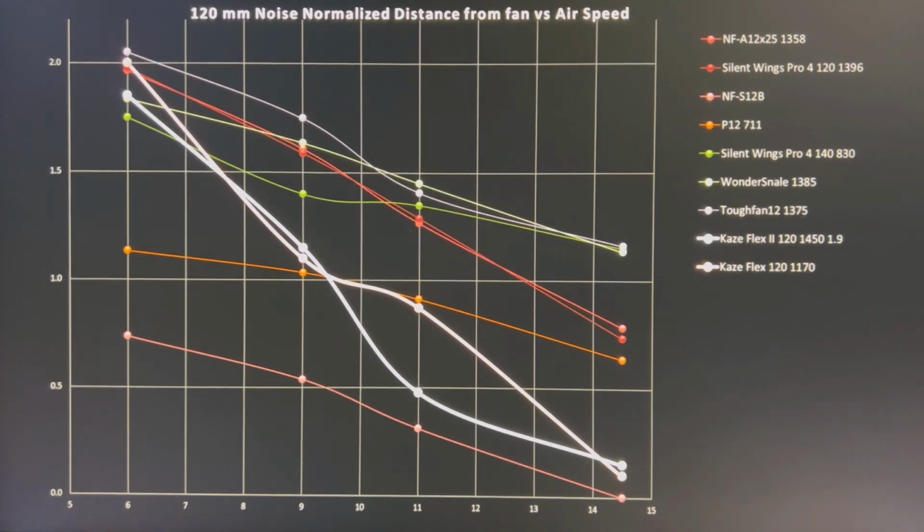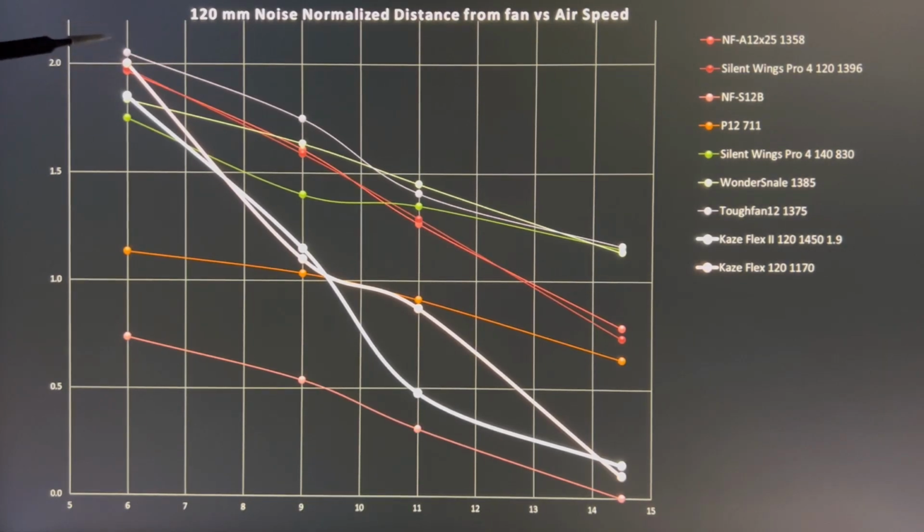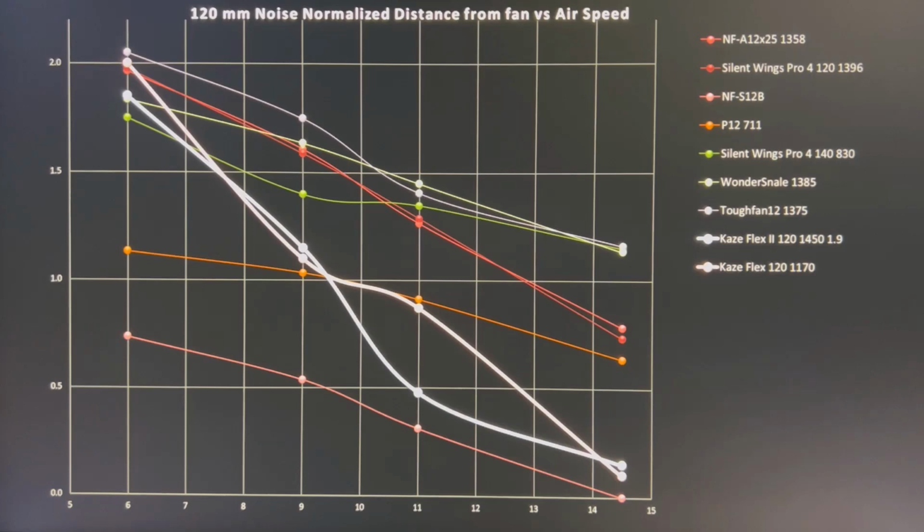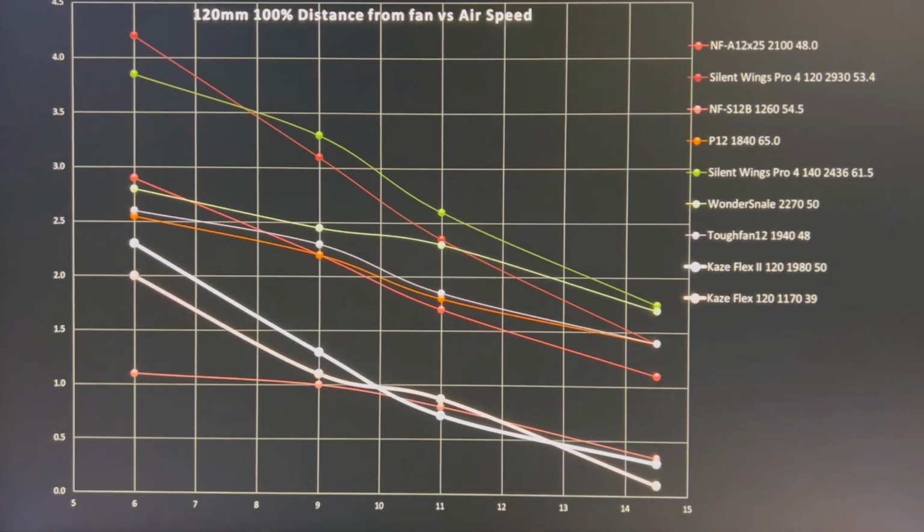Next up, we're taking a look at noise normalized distance from the fan versus airspeed with all the other fans that I've tested, rather than taking that very tight specific look. You can see that at the 6-inch mark, the Kaze Flexes tend to do pretty well compared to other fans. However, they have a very steep drop-off when compared to other ones. By the 11-inch mark, they're performing worse than the P12 and performing really rather closely to the NFS-12B, which I found to be a particularly poor performer. If we jump things up to 100% PWM fan signaling, things don't improve for these fans. They're terrible. Don't buy them as case fans.